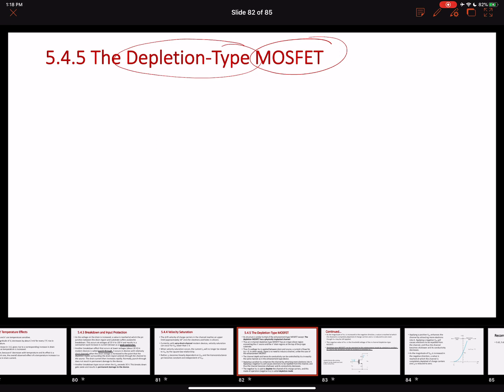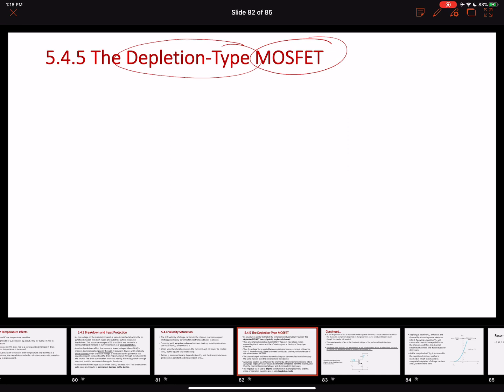And depending on the VDS value, whether it is less than the overdrive voltage or equal or greater than, it will be operating either in the triode region or the saturation region. So that was the enhancement type MOSFET, in which we are inducing a channel first, and then we are increasing the conductivity, enhancing the conductivity. That is why that was called an enhancement type MOSFET.